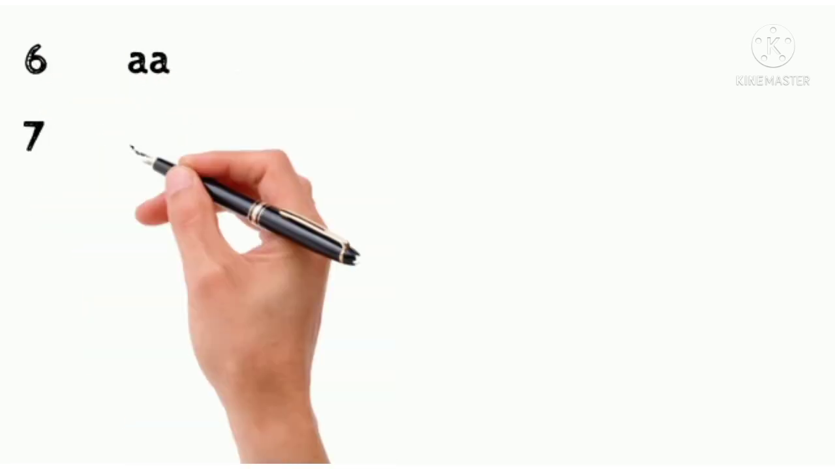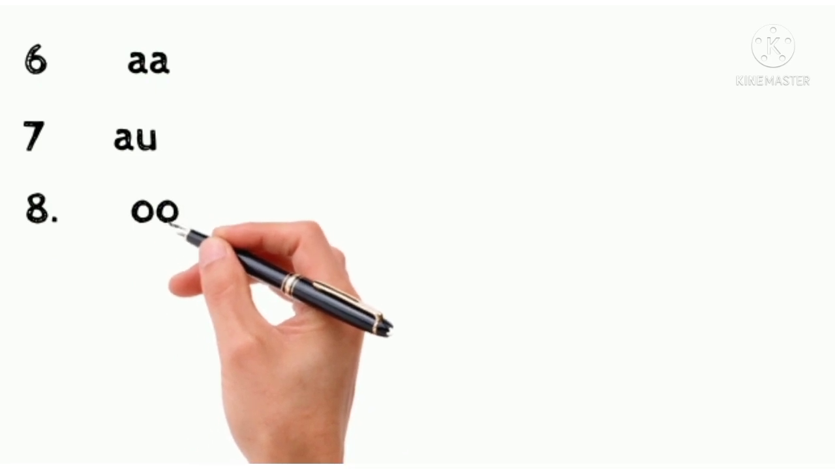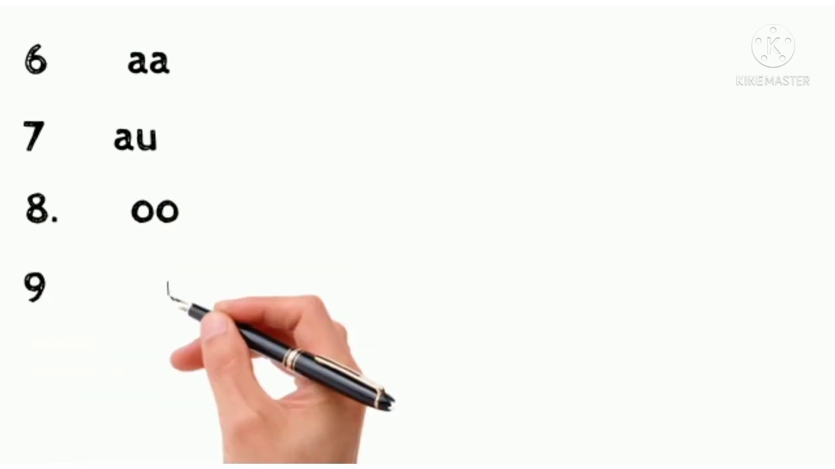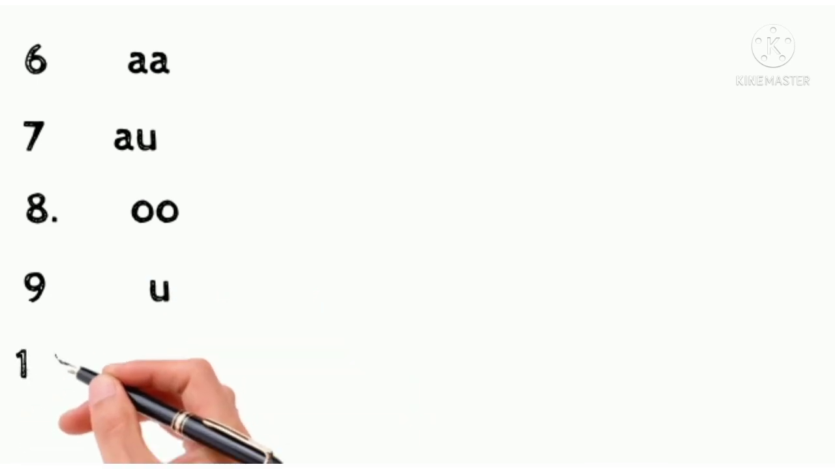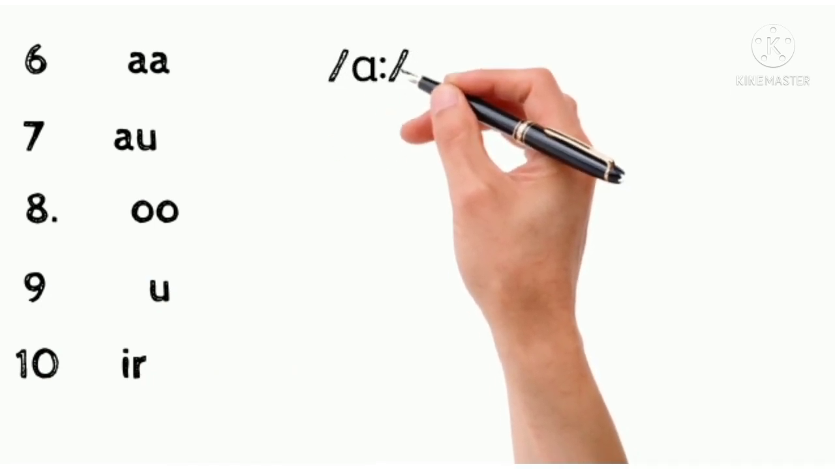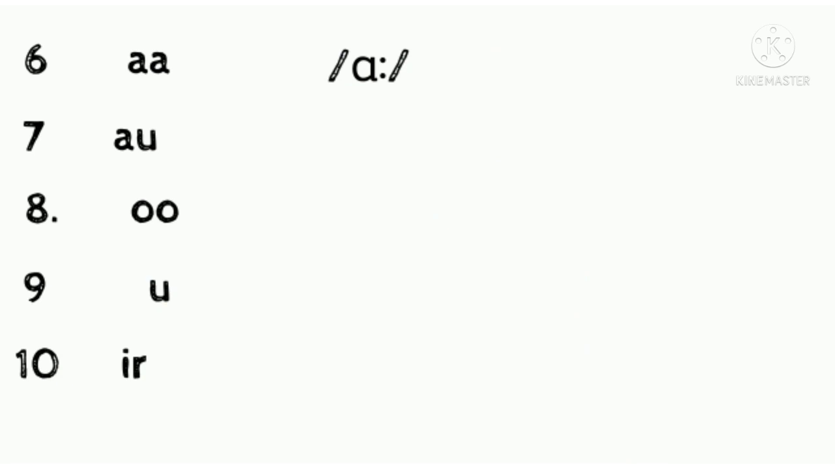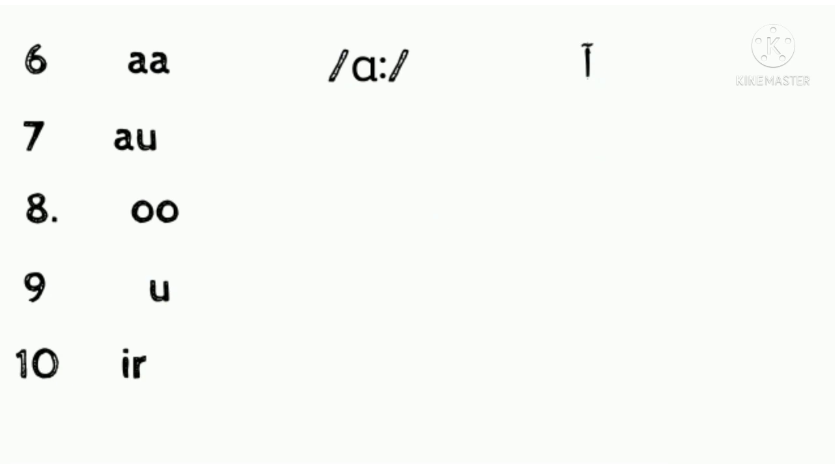Now see the sixth sound is as in ob. Seventh one is o as in coat. Now the eighth one is oo as in boot, and ninth one is u as in put or a as in cut. Tenth one is as in bird. So this is the symbol here. It's followed by two dots. When the symbol is followed by two dots, it's a long vowel sound.